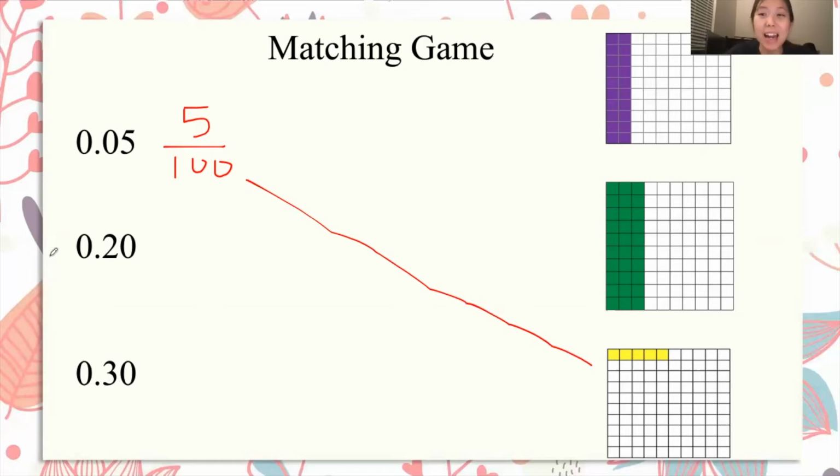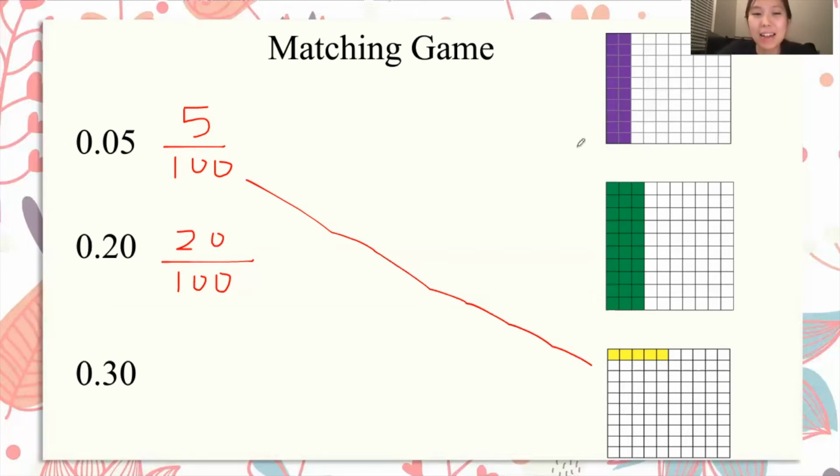Great job. Let's see the second one, 0.20, or we can call it 20/100. So in the fraction, we can write it like 20 out of 100. So in this fraction, we know we divided our unit square into 100 equal parts, and then how many parts do we shade? Yes, we need to shade 20 parts.